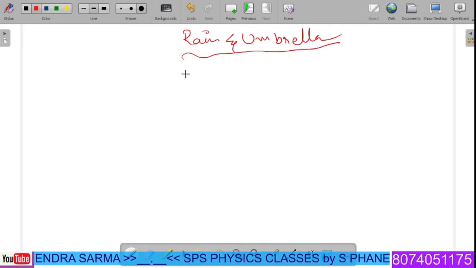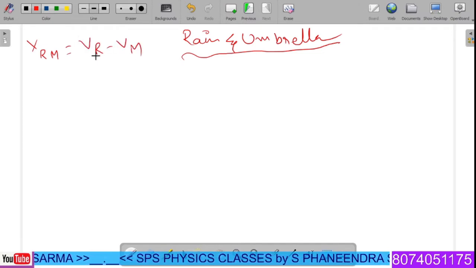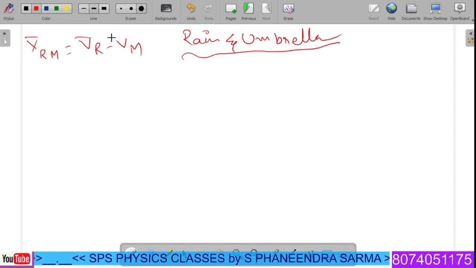So in the rain and umbrella problems, we have to express the relative velocity of man with respect to rain like this, using the formula Vr minus Vm. Natural effects cannot be reversed. That's why I wrote here Vr minus Vm. Rain always falls from top to bottom, not bottom to top. So therefore we have to imagine Vr minus Vm. That's it. A very, very important instruction here.